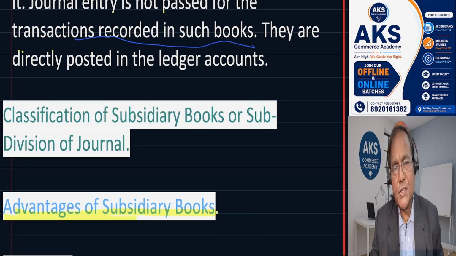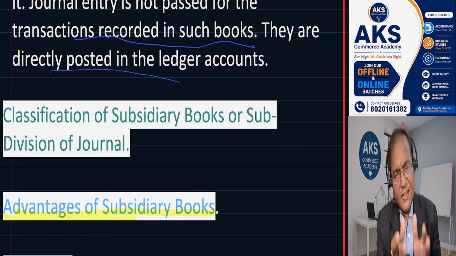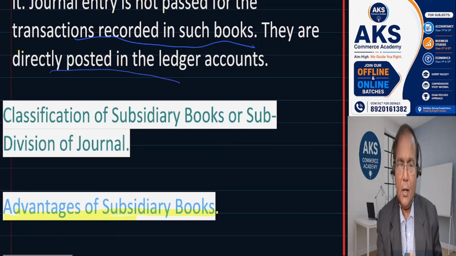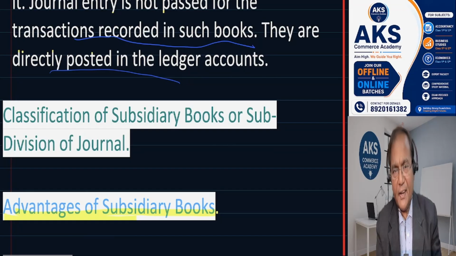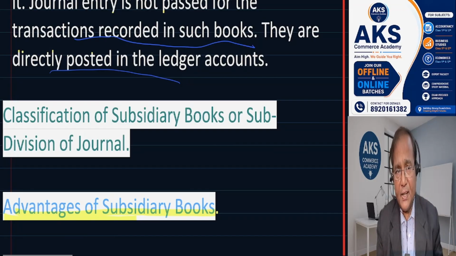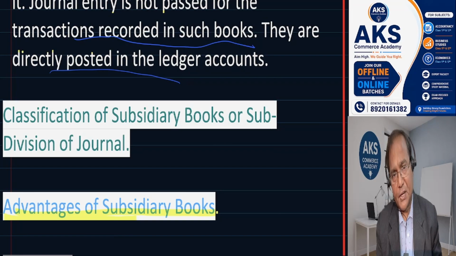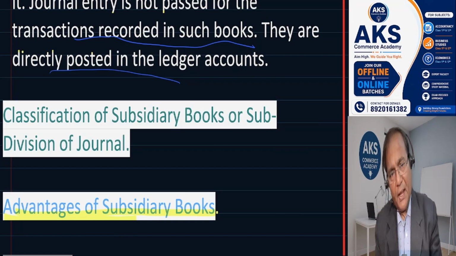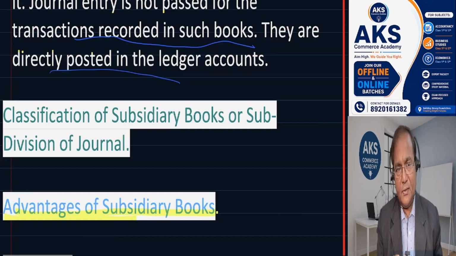Now they are directly posted into ledger. Now this is also to be understood. Once it is entered, be it in journal, be it in subsidiary books, wherever it is entered, ultimately it requires to be posted to the principal book, which is called ledger. Now we have to keep in mind, a transaction which is entered in journal will not be entered in subsidiary books, and transactions which are to be entered in subsidiary books will not be entered in journal, but both these are posted to ledger. I hope you are getting it.